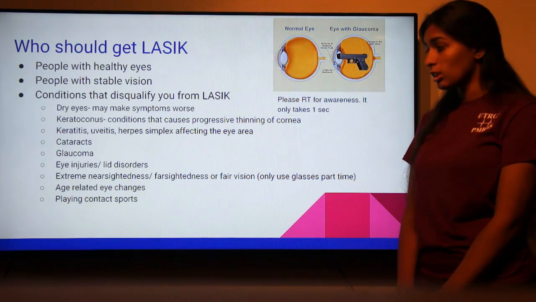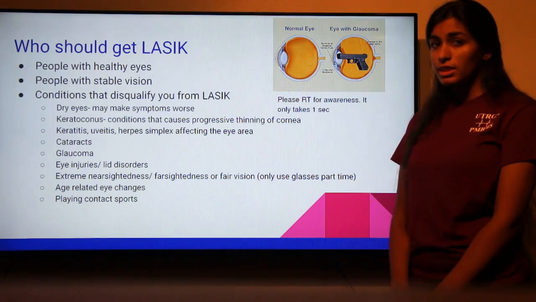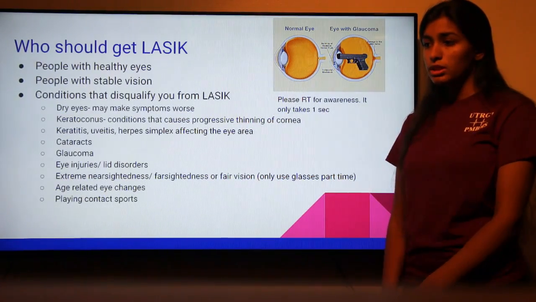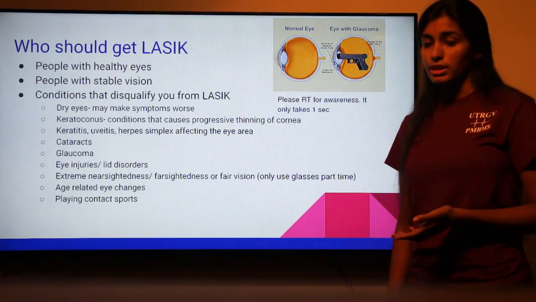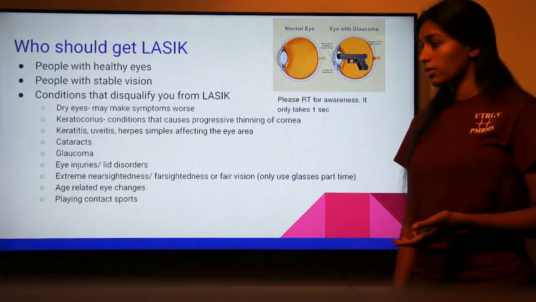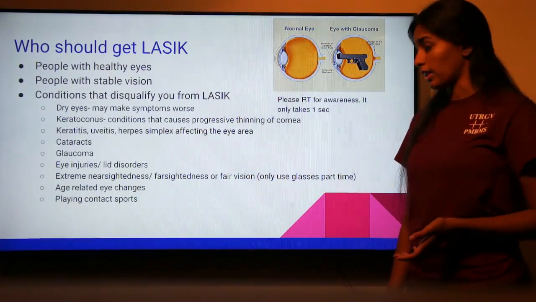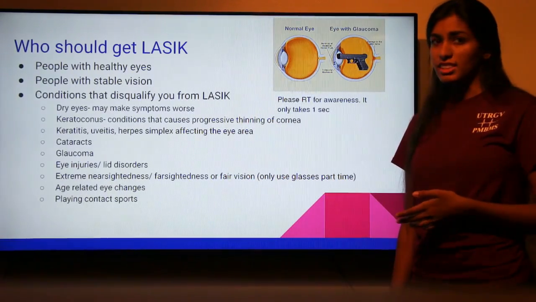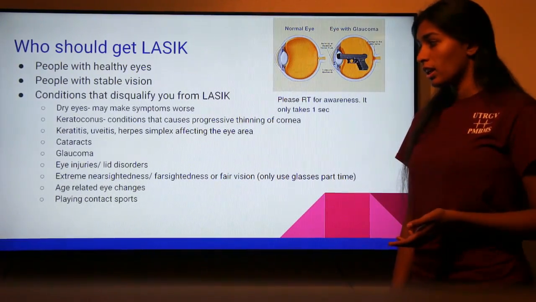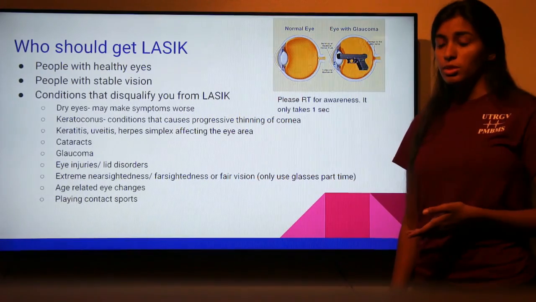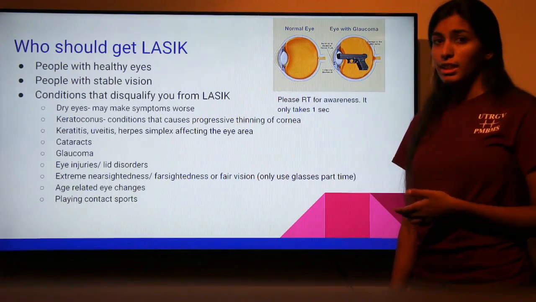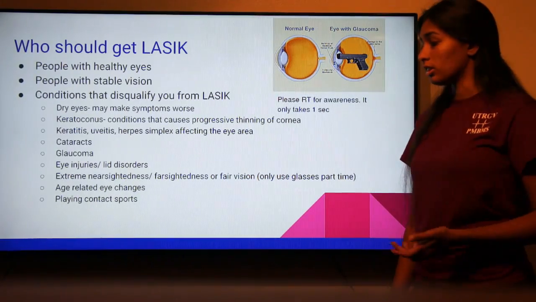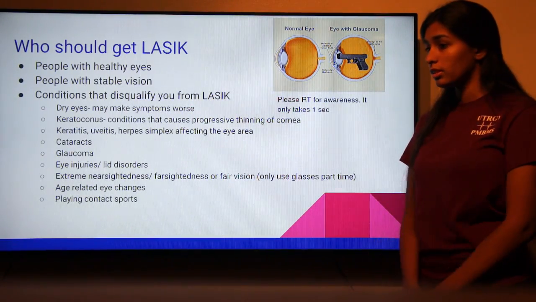If you have extreme nearsightedness or farsightedness, LASIK isn't recommended because it can only solve your near or farsightedness up to a certain point. So even if you got it, you would still end up wearing corrective lenses. Or people with fair vision who only have to use glasses sometimes, not all the time. Any age-related eye changes will not be affected by LASIK, and then if you play contact sports, it's simply not recommended because it could disrupt the flap.